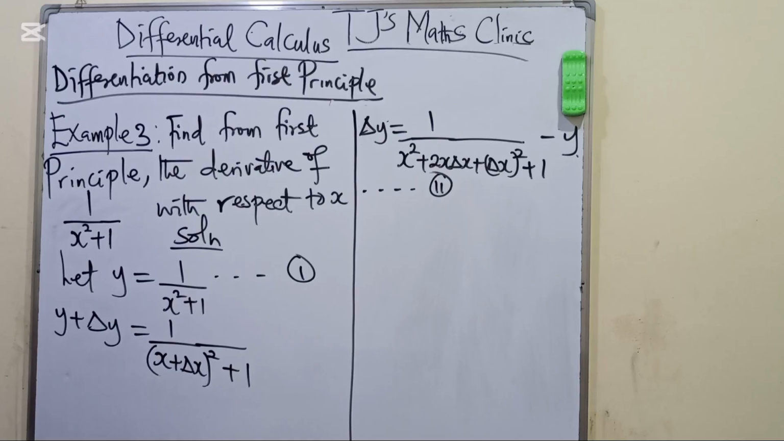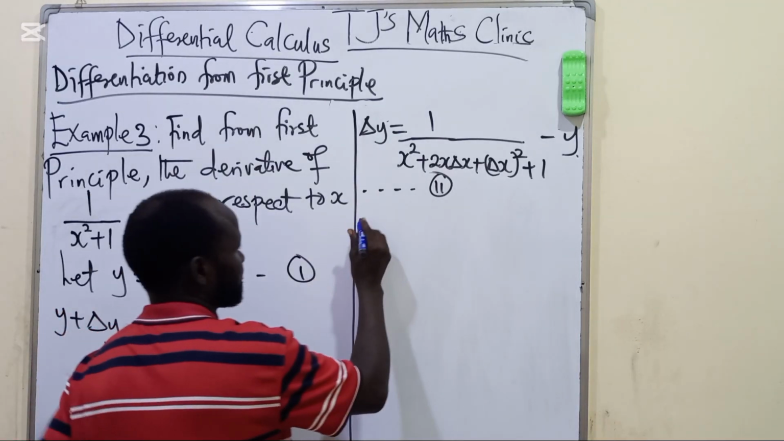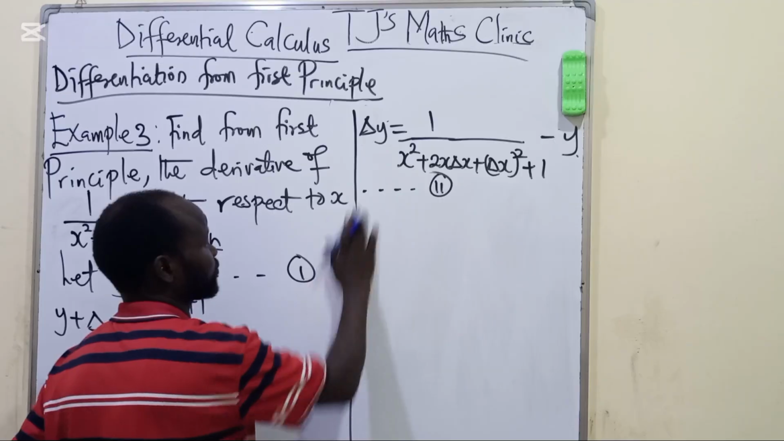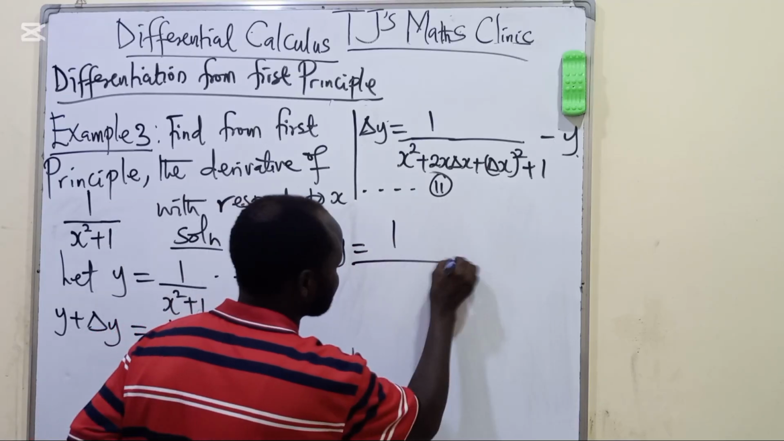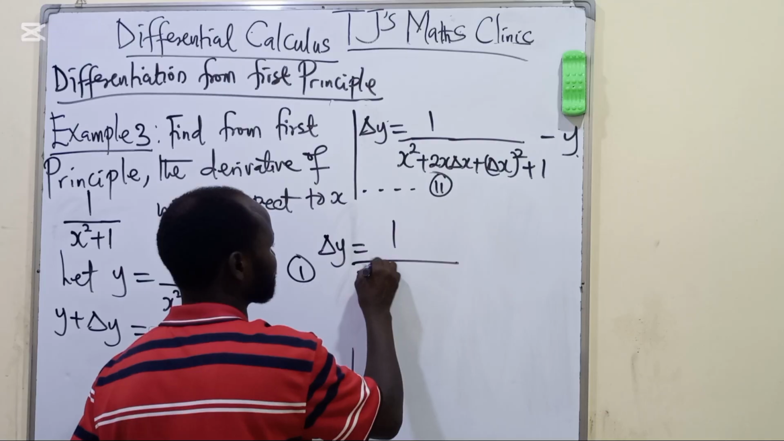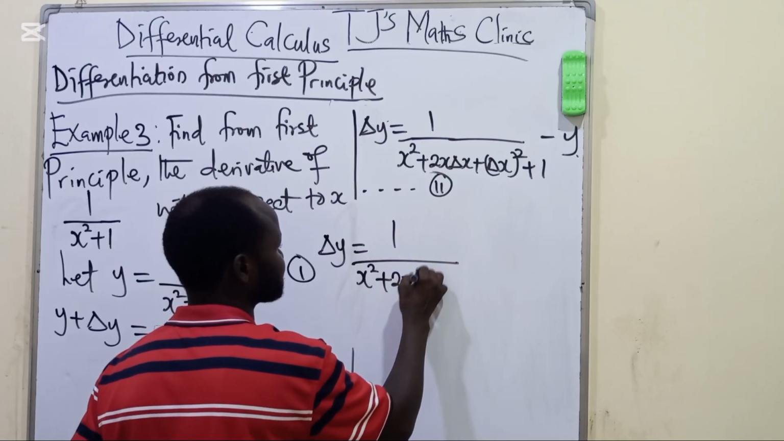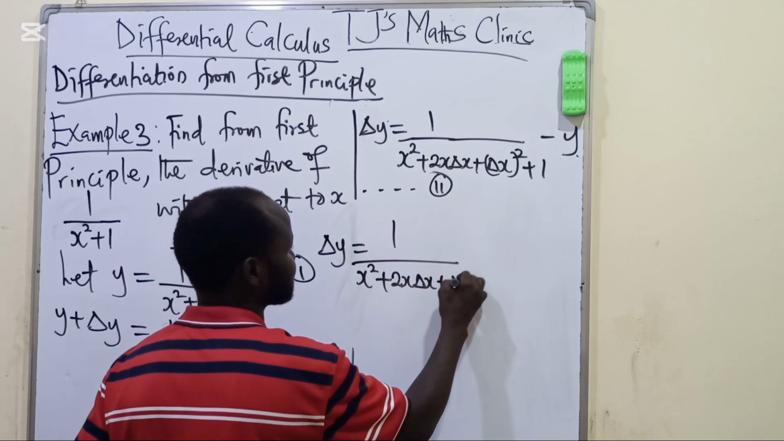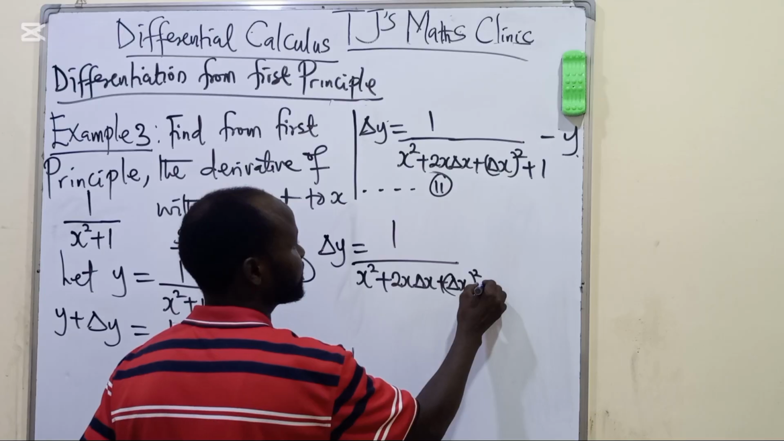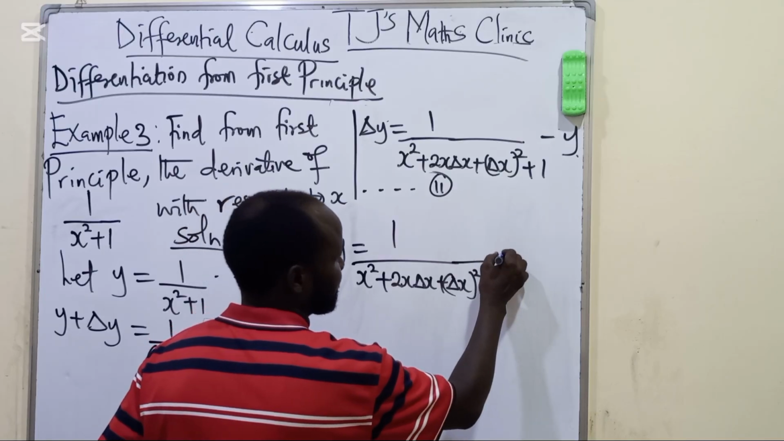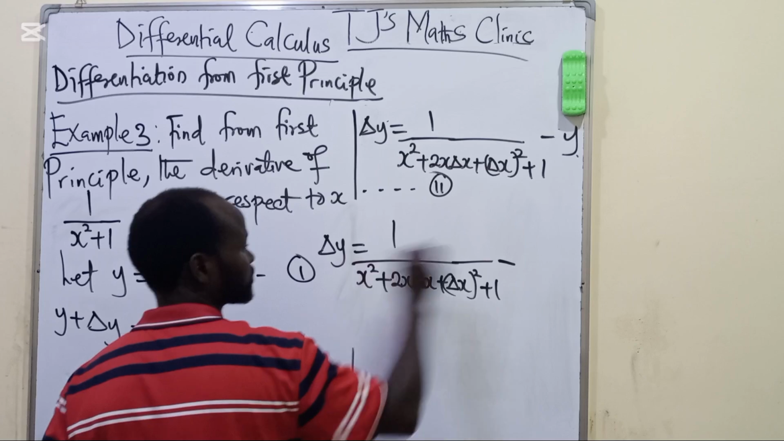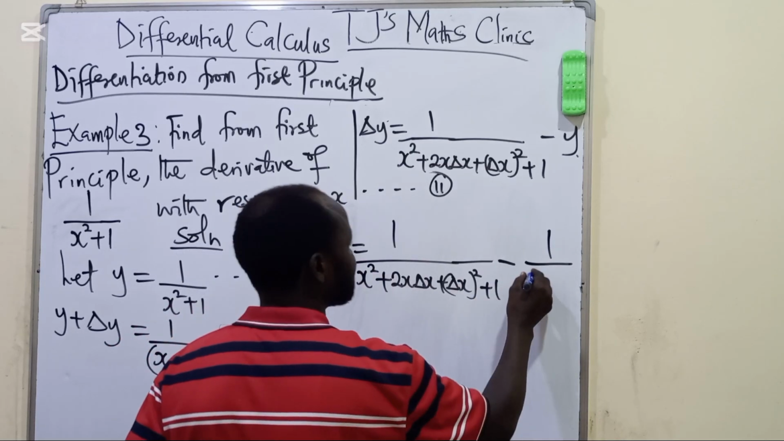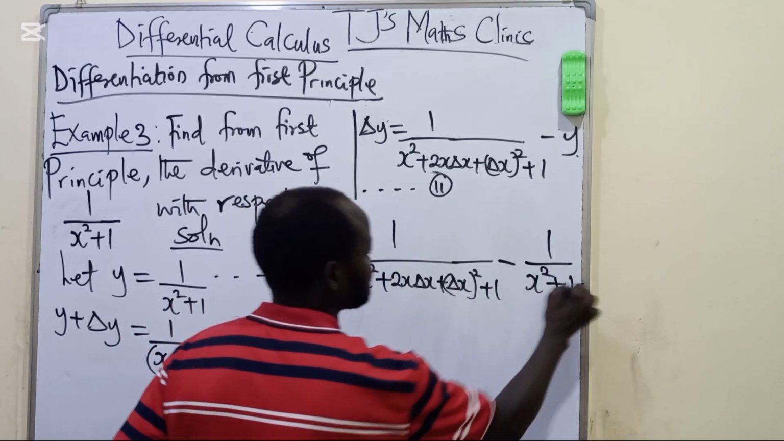So let's substitute equation 1 into equation 2 such that we have delta y equals 1 divided by x squared plus 2x delta x plus delta x all square plus 1, minus, in place of y now, y is nothing but 1 divided by x squared plus 1.